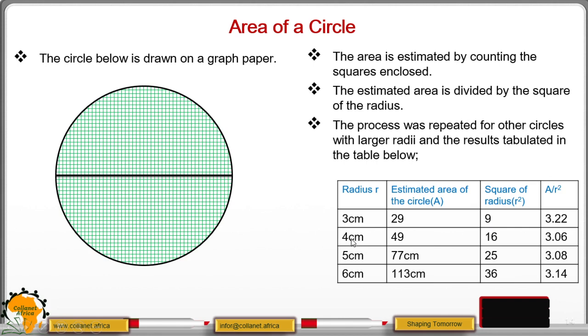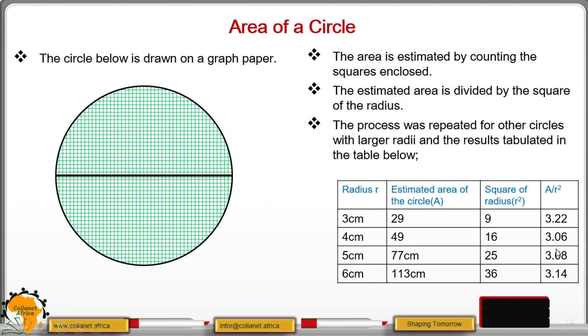You proceed with another circle, you draw another circle of 4 centimeter. So 4 centimeter implies that the square of this will be 16. Then the estimated area is found by counting the number of 1 centimeter squares that are enclosed by your circle. So again, you divide. We did this and we found 3.06. Then for 5 centimeter, we found that it is 3.08. For 6 centimeter, we found that it is 3.14.